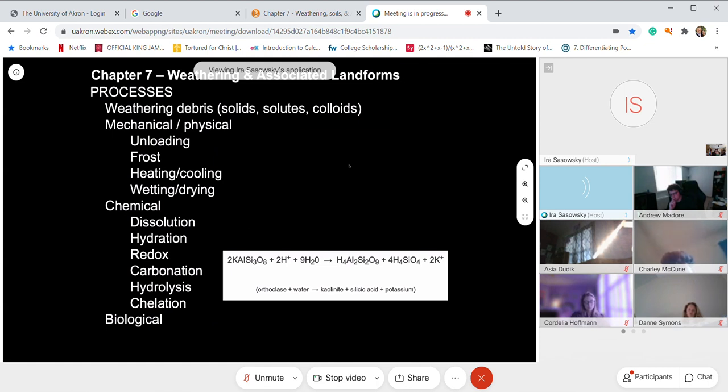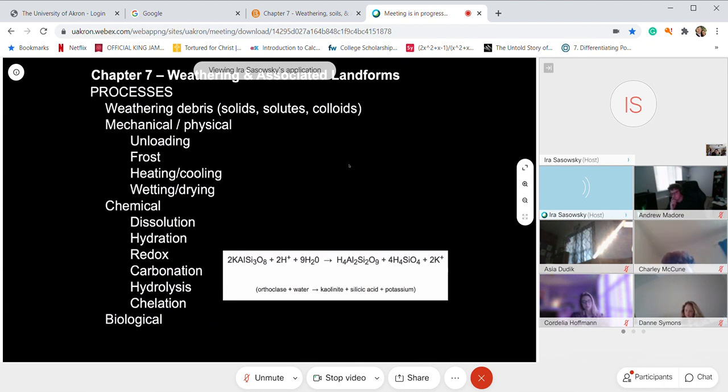So let's move on then to chemical weathering. And there are at least 6 main ways that chemical weathering can occur. And the first is listed there, which is dissolution. He refers to it in the book as solution, but that is not proper usage. Actually, dissolution is the reaction.